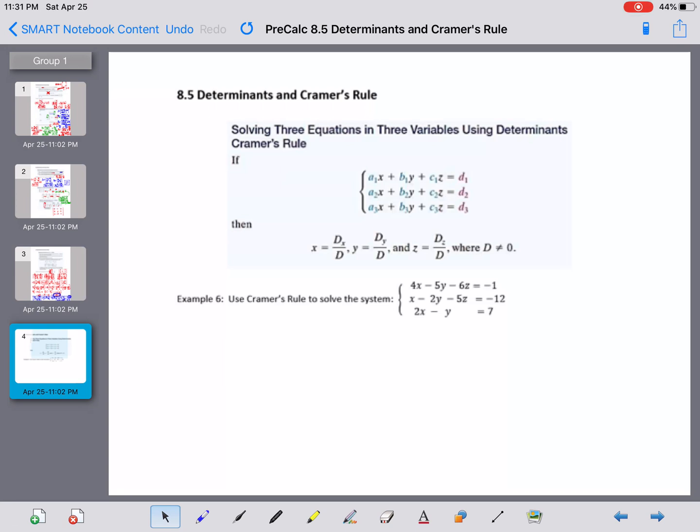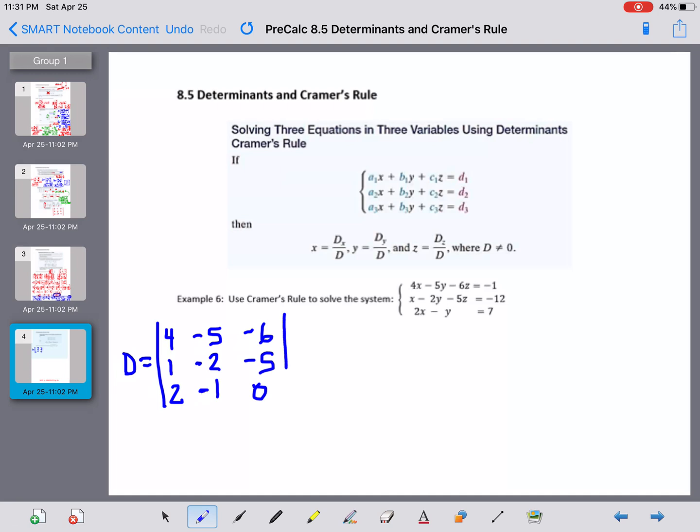And we are going to go for our expansion by minors. So we're going to start with our D matrix. So for D, we're going for coefficients only here. So we get 4, -5, -6, 1, -2, -5. Be careful on this third equation. I have 2, -1, and 0. There is no z on that one. Okay. Now, I have my determinant.